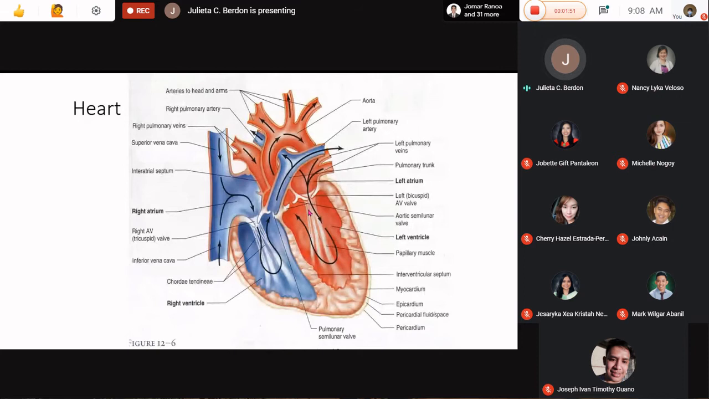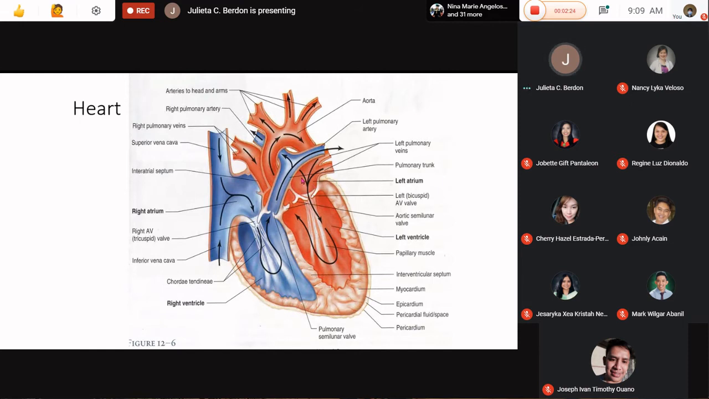Now, opening and closing of valves, very important, no? I said it is due to difference in pressures. So, this mitral valve will open if the pressure in the atrium is greater than ventricular pressure. Just look at the position of the valve. It will open if pressure in the left atrium is greater than the pressure in the left ventricle. It will close if ventricular pressure is greater than atrial pressure.